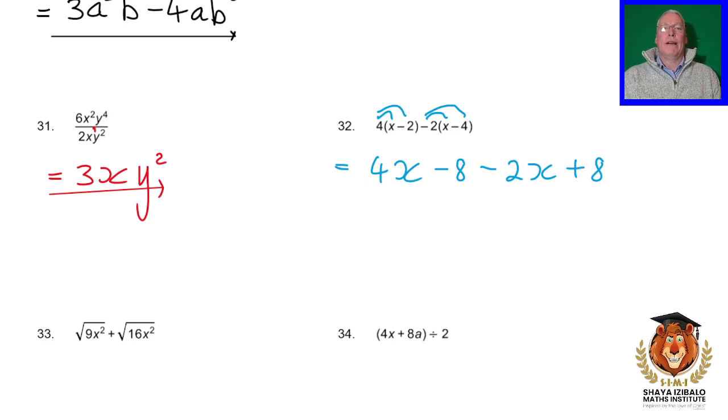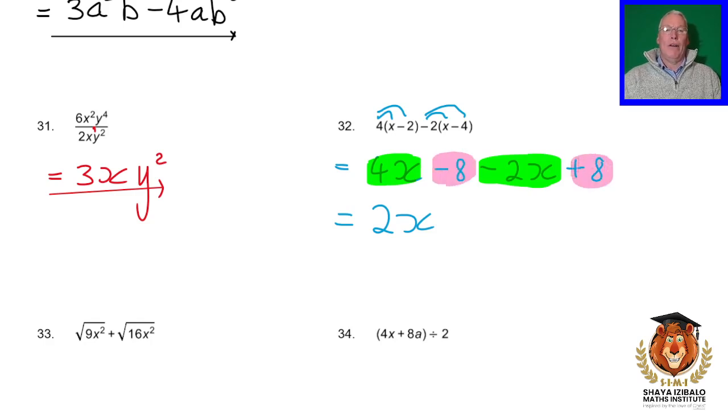If we look at like terms, this term over here and this term over here are like. Final answer for the x's, just 2 x's. This term over here and this term over here are like. They're both constant terms, but in fact they add to 0. So 2x plus 0. Does it make any sense to write the plus 0? No. Let's just leave that out. Just 2x.